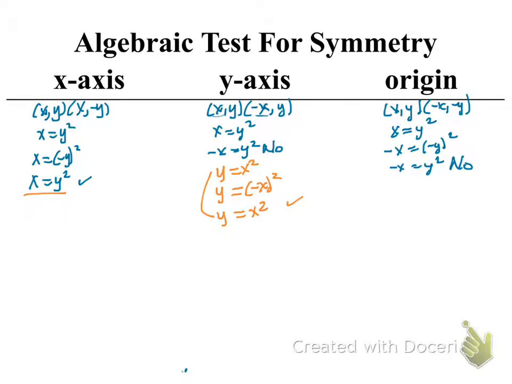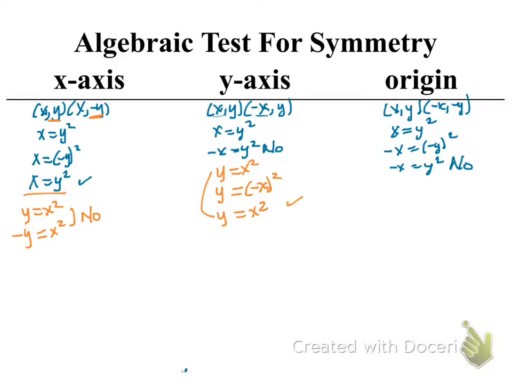If I test it for x-axis symmetry, if I have y equals x squared, and I replace y with negative y, I have negative y is equal to x squared, and I can't really simplify it, so those two do not match. So no, it's not symmetric to the x-axis.